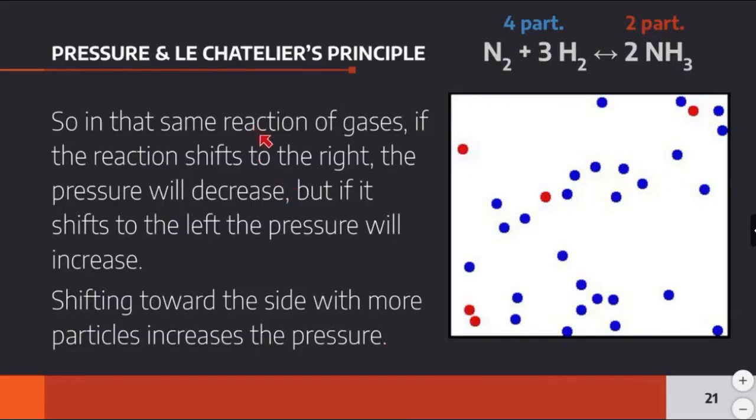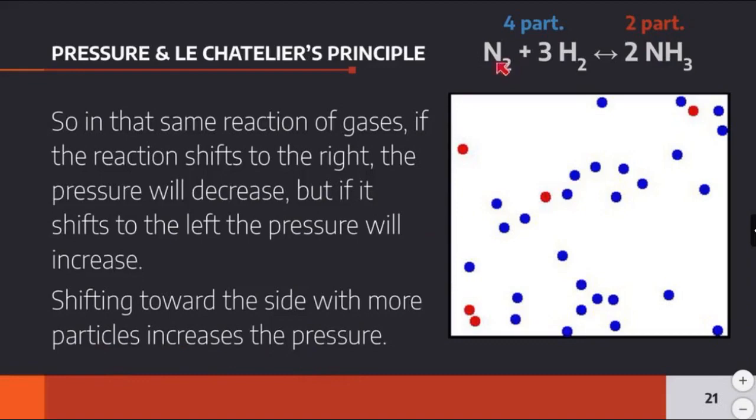What this means is that the more this reaction shifts to the right, the fewer particles there will be, which means the pressure will decrease. Because remember, fewer particles means fewer impacts, which means lower pressure. But if this reaction shifts to the left, there'll be more particles, which means more things hitting the wall, which means the pressure will increase. So we know this: shifting towards the side with more particles increases the pressure.